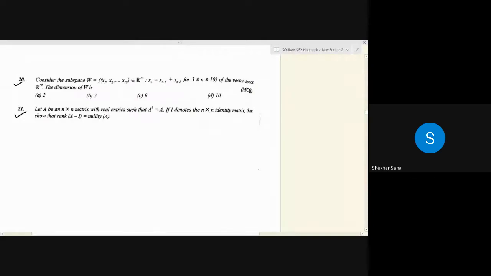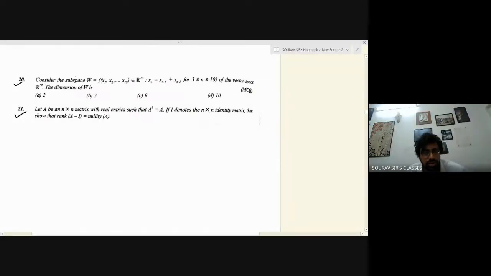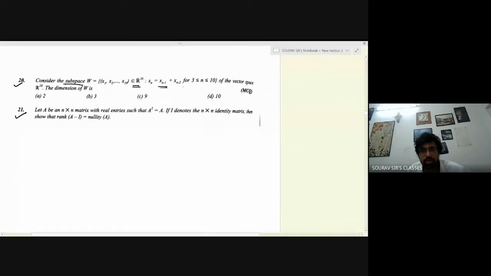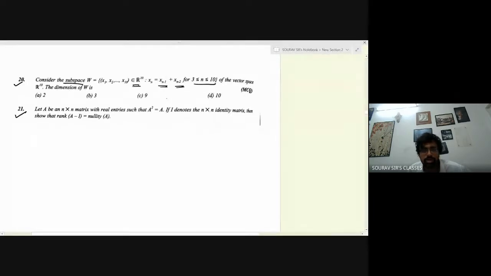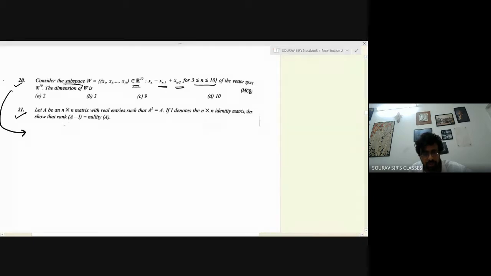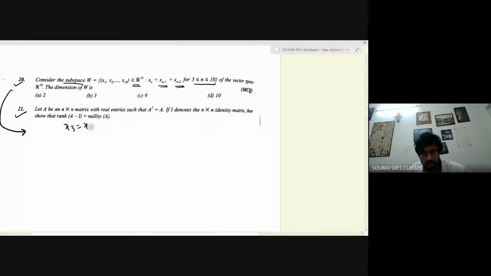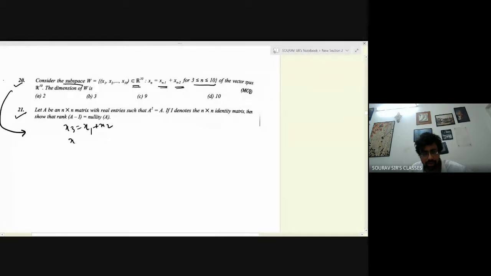Consider the equation of the subspace W in the 10-dimensional real plane R10: xn equals x of n minus 1 plus x of n minus 2, where n lies between 3 and 10. What is the dimension of W? I think we have done it. But anyway, as you have asked, I should do it. So W equals this. x3 equals x1 plus x2. Then x4 equals x3 plus x2, so that is x1 plus 2x2.